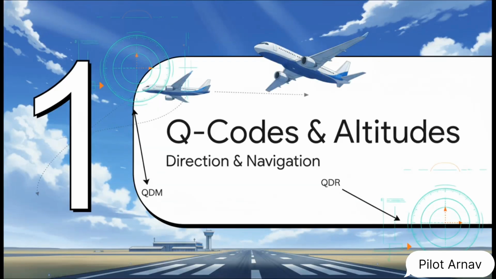Okay, Section 1, Essential Q Codes and Altitudes. When we're talking about direction and navigation, you really need to focus on two essentials. If you need a magnetic heading towards a station, you're going to use the code QDM. Just think of it as pointing your nose directly at the airport for a landing. But conversely, if you need a magnetic heading away from the station, like say you're taking off and flying outbound, you use QDR. It's a really simple distinction, but it is absolutely fundamental for your navigation.